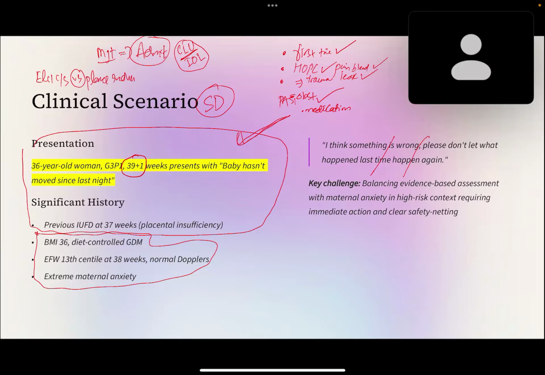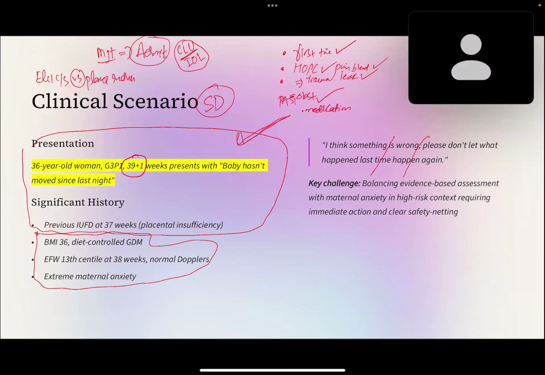Why does reduced fetal movement matter? Why are we concerned? We are concerned because she is diabetic, and she is 39 plus 1 weeks. I mean, if it was less than 39 weeks, then we would do CTG. If CTG was normal, then we would have taken her no later than 40 weeks. We would deliver her before 40 weeks, but she is more than 39, so we would have to deliver her at this point.